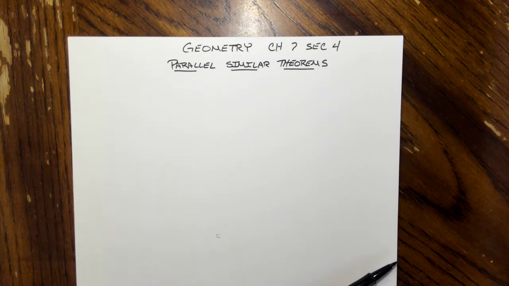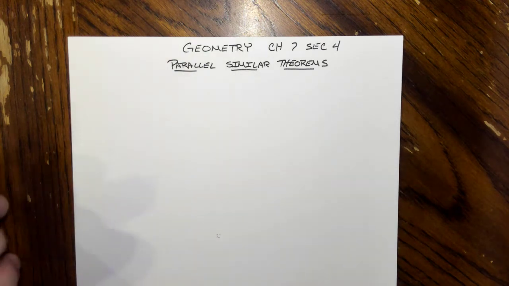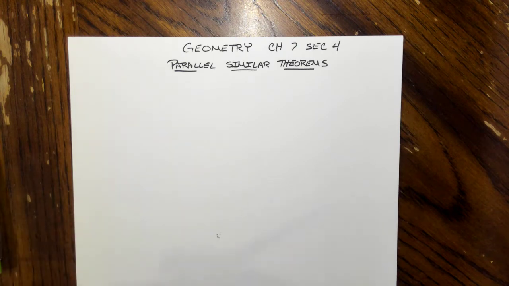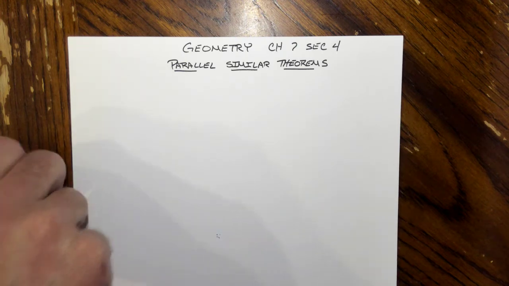So we're in Geometry, Chapter 7, Section 4. Before we talk about the parallel lines and similar theorems, just a couple things to go over. And the first one is this.